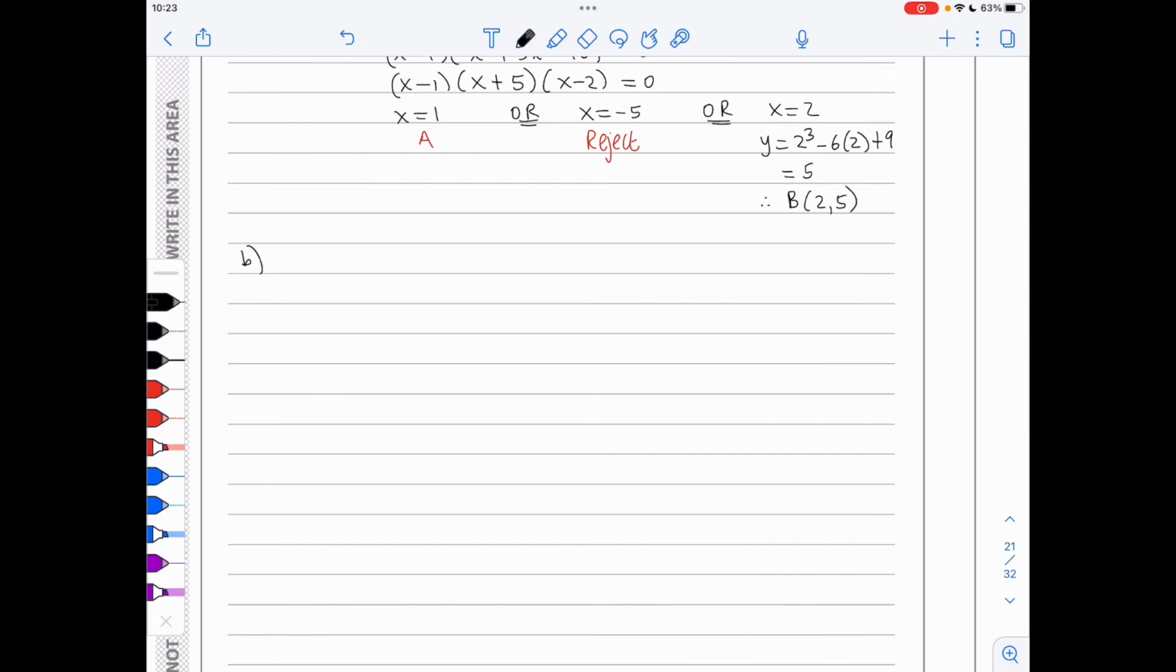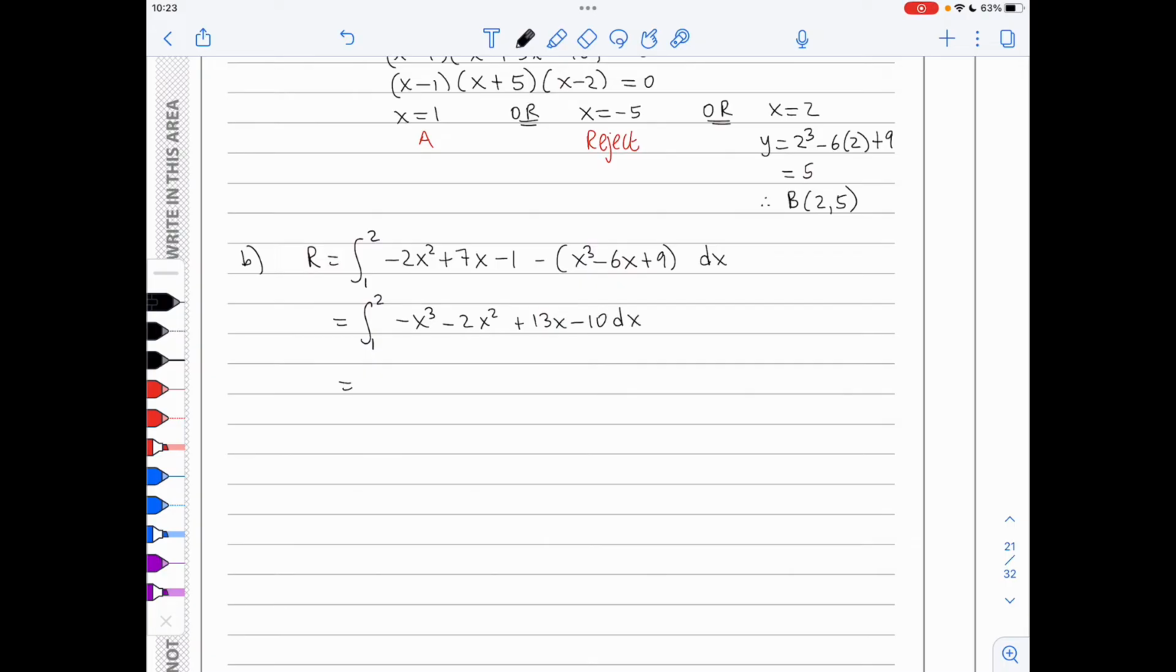So the area R would be the integral from 1 to 2. The curve above is minus 2x squared plus 7x minus 1. And the curve below is x cubed minus 6x plus 9 with respect to x. Notice the use of the brackets here to avoid any mistakes with the negative sign. The first thing to do is expand and simplify whatever's in the integral here. So it's the integral from 1 to 2 of minus x cubed minus 2x squared plus 13x minus 10 dx.